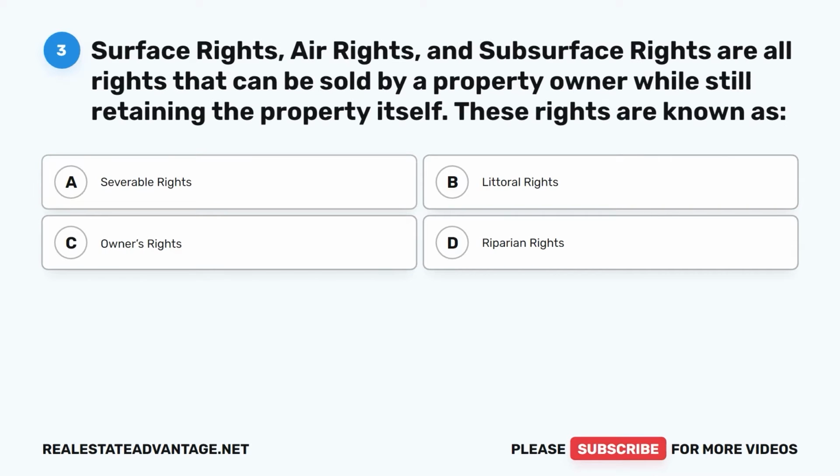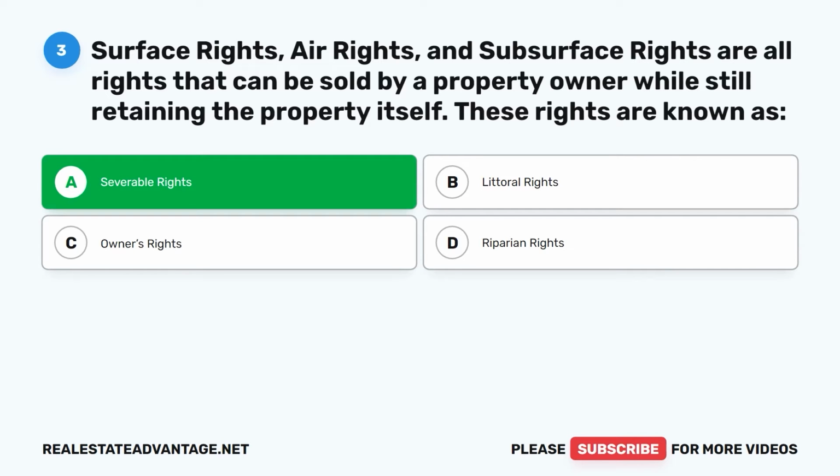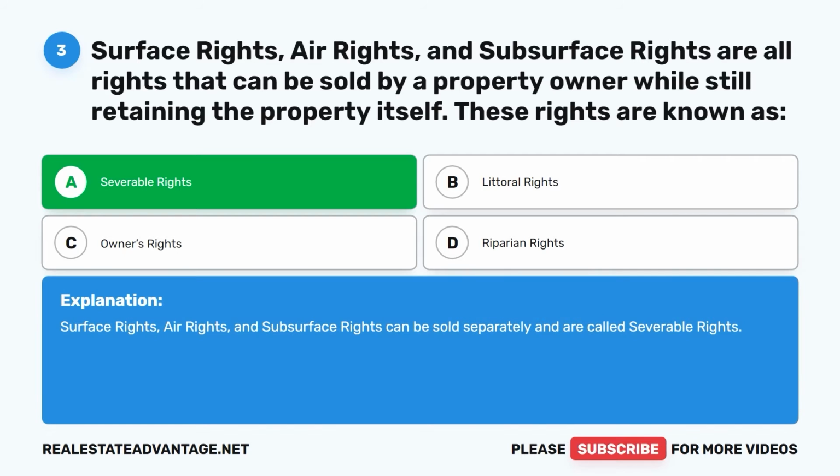At this point, the contract has been completely executed and both parties are typically released from any further obligations under the agreement. Question 3. Surface rights, air rights, and subsurface rights are all rights that can be sold by a property owner while still retaining the property itself. These rights are known as A. Severable rights, B. Literal rights, C. Owner's rights, D. Riparian rights. The correct answer is A. Severable rights. Surface rights, air rights, and subsurface rights can be sold separately and are called severable rights.